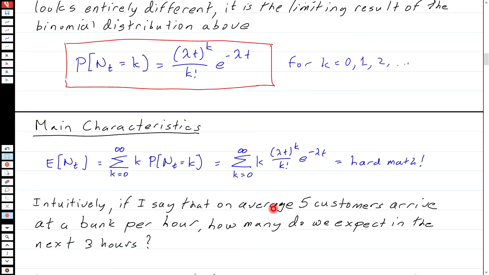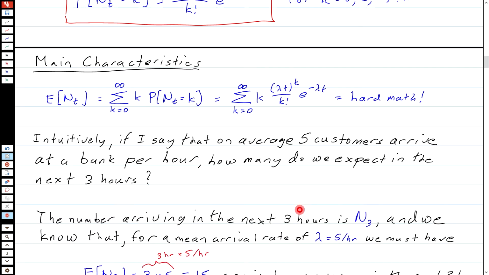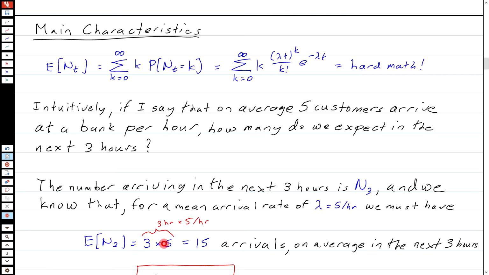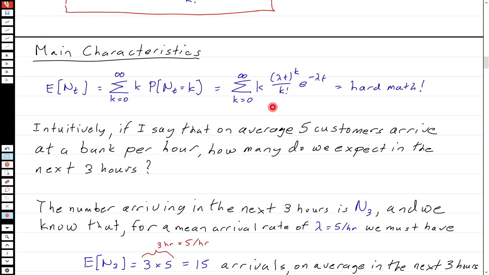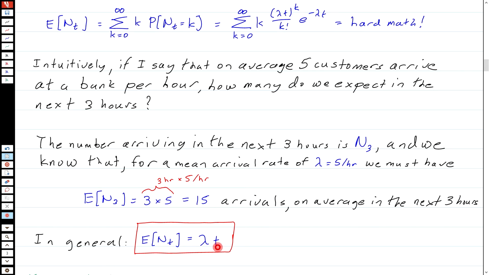But intuitively, we can think about this as follows. Suppose I tell you that on average 5 customers arrive at a bank per hour. How many do we expect in the next 3 hours? Well, that's pretty obvious, right? 3 times 5 is 15. So basically, the expected value of N_3, which is the 3 hours, is 3 times 5, 15 arrivals in the next 3 hours. And we get that by multiplying the number of hours times the rate. Actually, I write it the other way around here, but in general, the expected value of N_t is the rate, lambda, times t, so lambda t. And that makes sense. And in fact, this particular summation up here will turn into this result at the end.